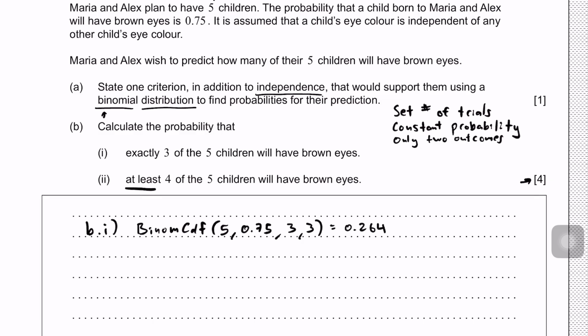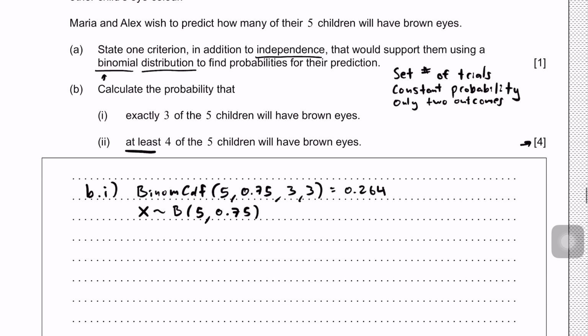If we wanted to write this more formally, I suppose, we could say some variable X is distributed binomially, and then we have number of trials and probability of success. And then we could say the probability that X equals 3 is 0.264. Okay, let's go on to part 2.